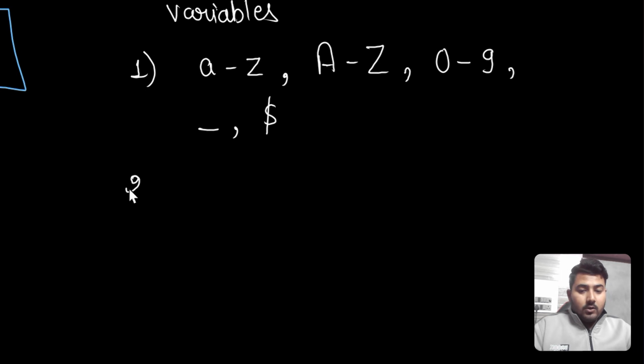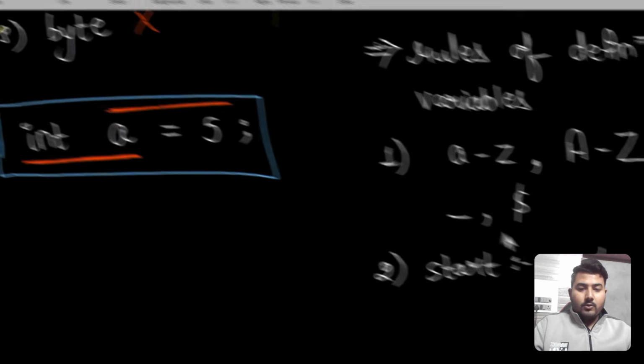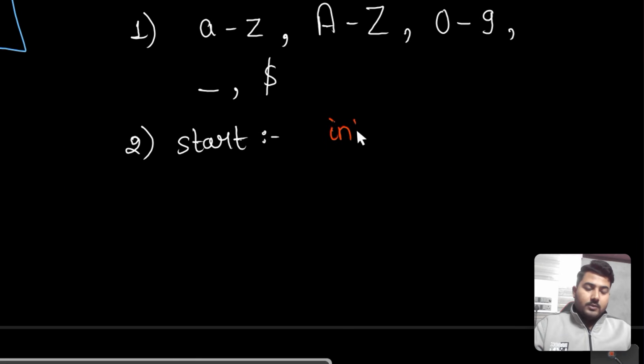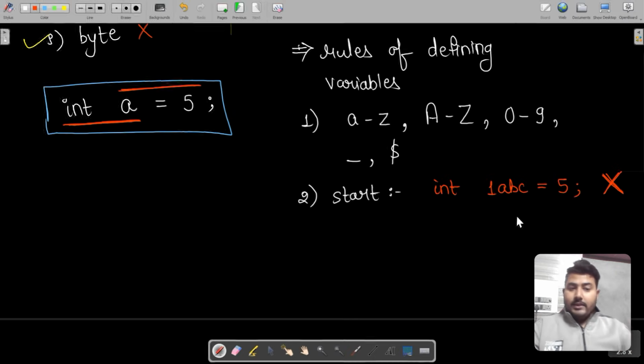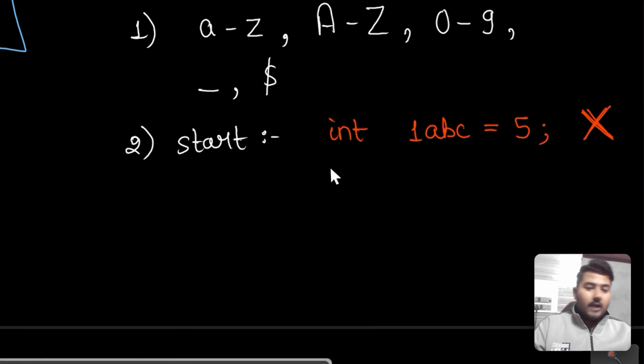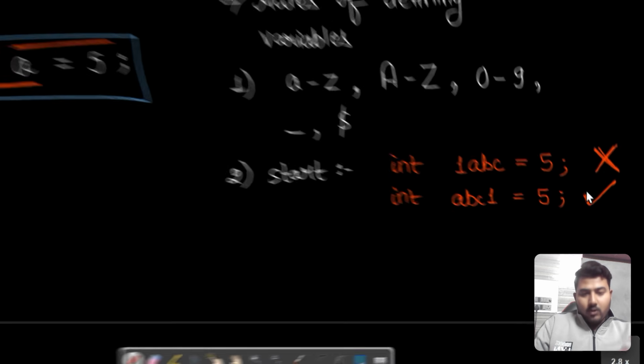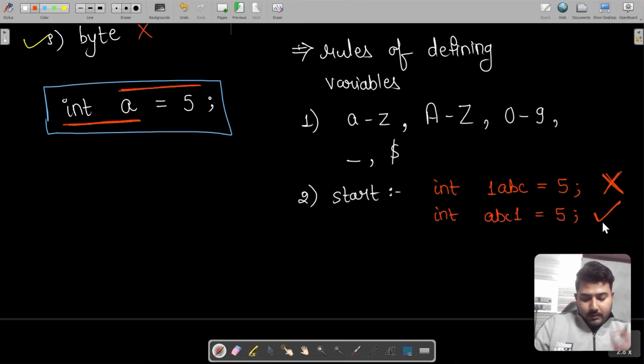But you cannot use them anywhere at all. That means at the start of a variable, you cannot start a variable with a number. If you try to say int 1abc equal to 5, this is an invalid syntax. You can use the number later, anywhere later, but you cannot start with it. You can say int abc1 is equal to 5. That is a totally valid syntax. Any number cannot be at the very beginning of the variable name.